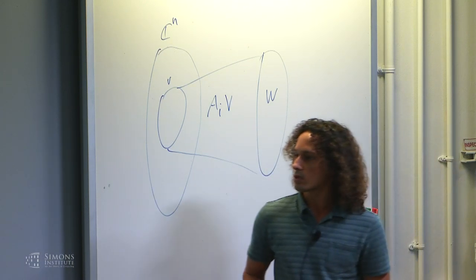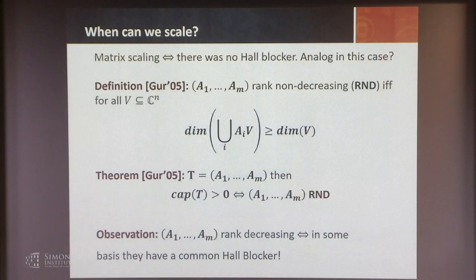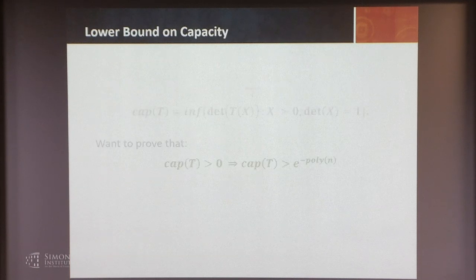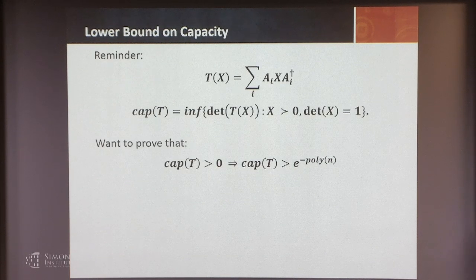Now, we have this condition, and how do we lower bound the capacity? Can we use this condition somehow to lower bound the capacity? So, quick reminder, what is the capacity? Remember, the capacity is the infimum over all the determinants of T of X, such that the determinant of X is equal to 1. Let's just normalize, right? And what we want to prove is that the capacity of T being bigger than 0 implies that the capacity is lower bounded by this inverse exponential.